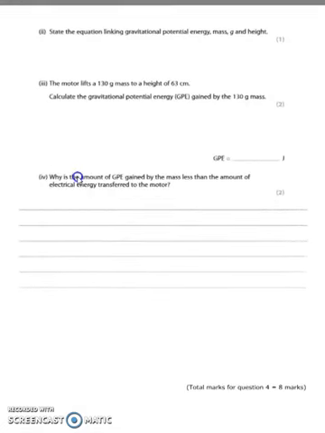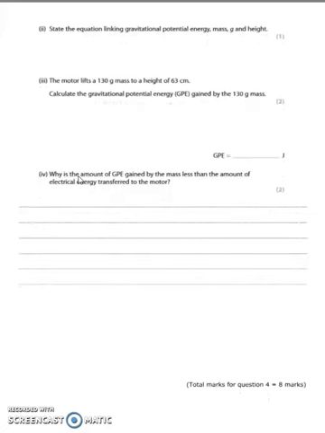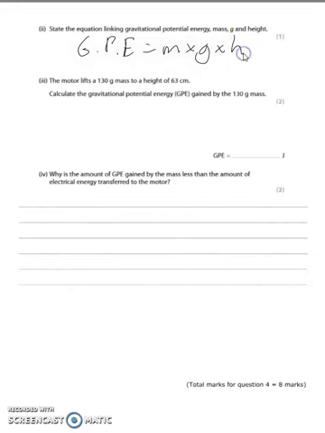State the equation linking gravitational potential energy, mass, G, and height. So GPE equals M times G times H. Of course, you can write that out as words as well. Word equations are fine. We're not going to accept gravity for G. It's not gravity, it's gravitational force.